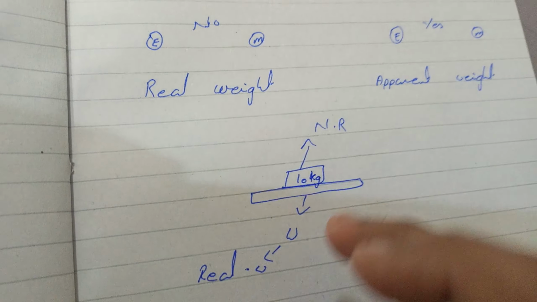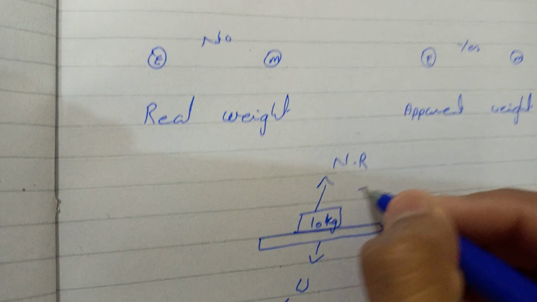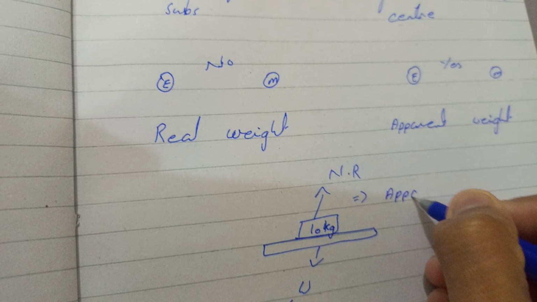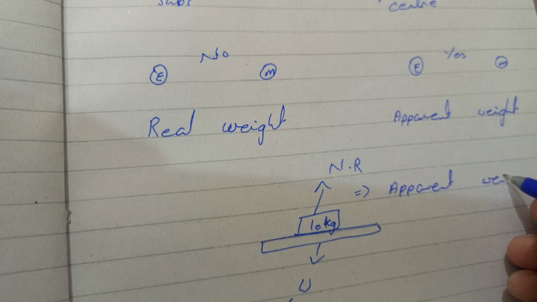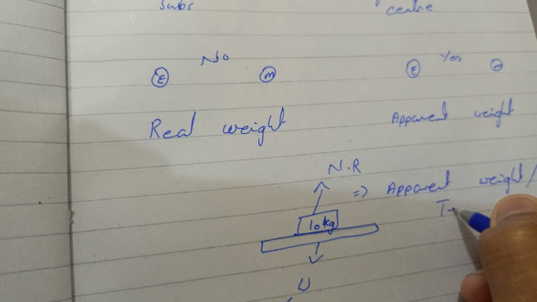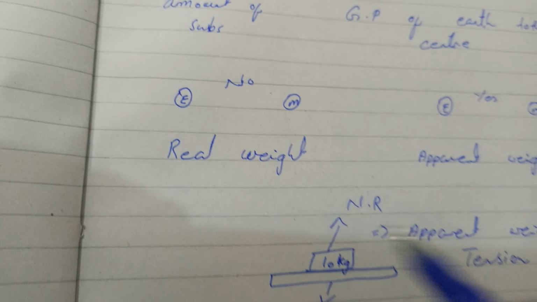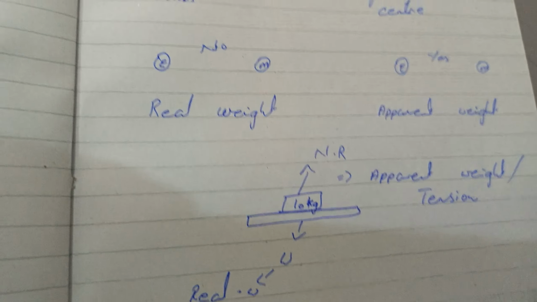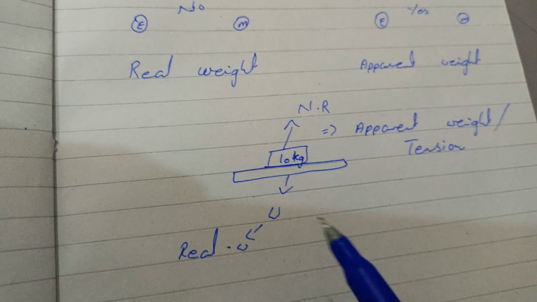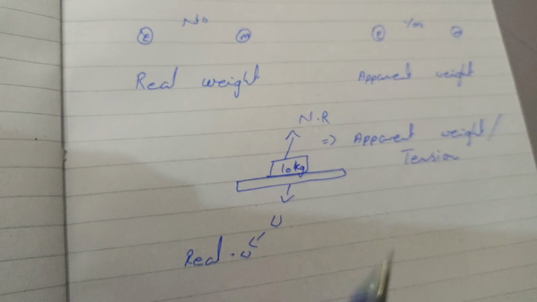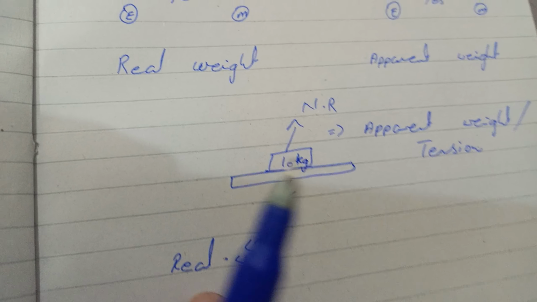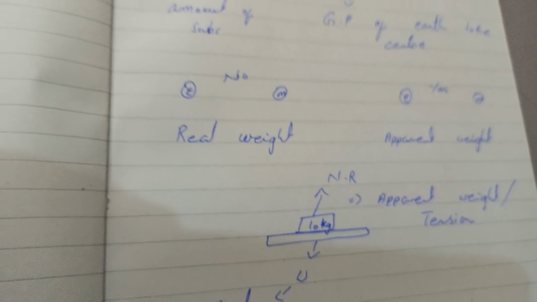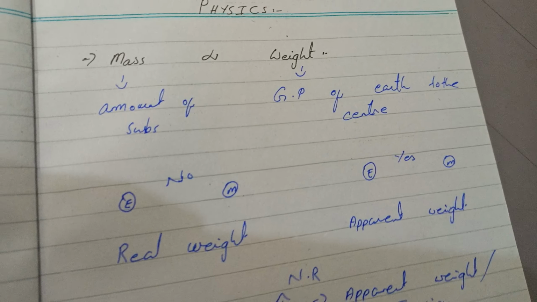The weight we are considering, which is the downward force, is called real weight, and this is called the apparent weight, which is also called tension. So you need to understand that when we talk about the normal reaction, we always consider apparent weight as a force, and the downward force, which is weight, we'll consider as real weight.